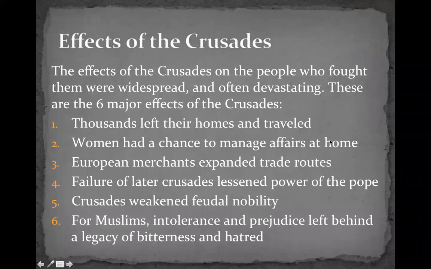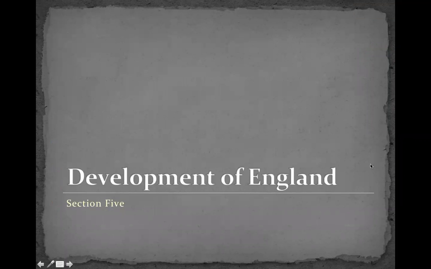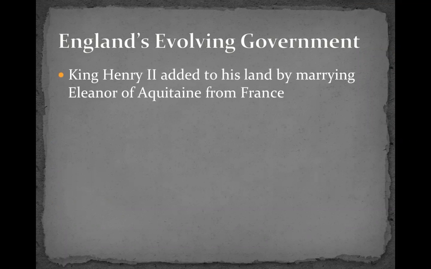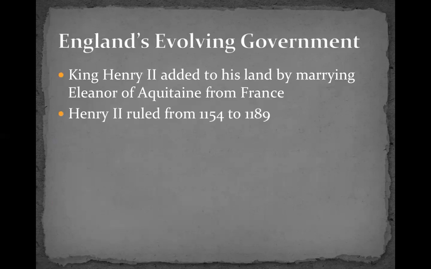And now we can talk about the development of England. So we're going to turn our focus here for a moment to England. England's government changed a little bit during this time. So King Henry II added to his land by marrying a woman from France named Eleanor of Aquitaine. So when he married her, he gained all of the land that she owned in France.